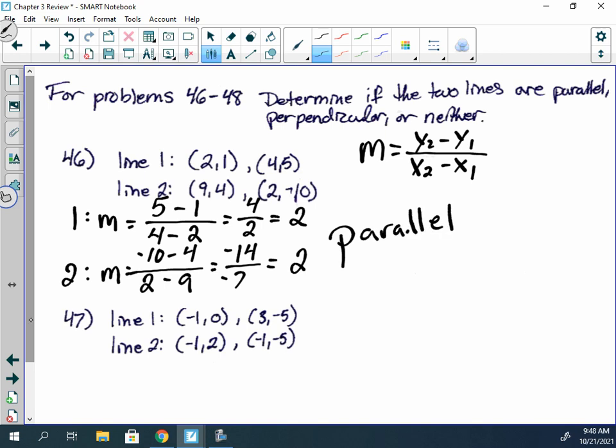So they're parallel. If they are opposite reciprocals, if the signs are opposite and they're the flip of each other, then they are perpendicular. Another way we can check it is if we multiply the 2 slopes together, and if the result is negative 1, then they are perpendicular also.